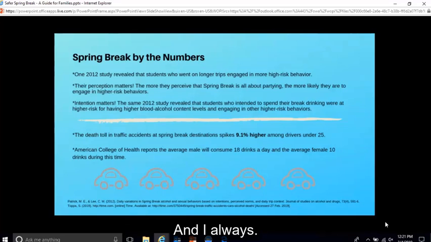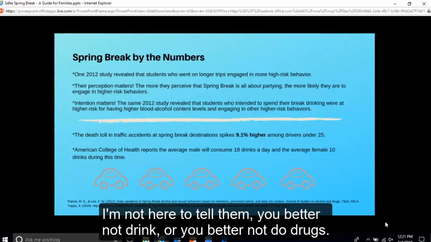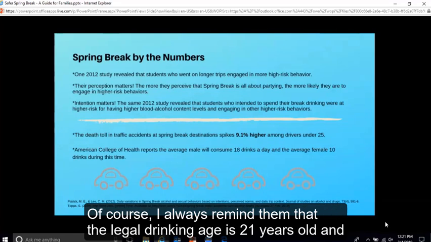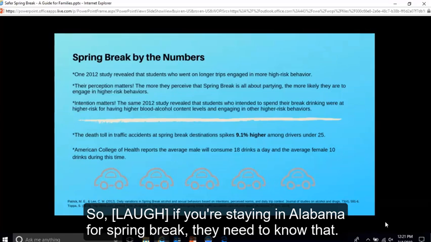And I always tell students, I'm not here to tell them how to live their lives. I'm not here to tell them you better not drink or you better not do drugs. Of course, I always remind them that the legal drinking age is 21 years old and drugs are still illegal in the state of Alabama. So if you're staying in Alabama for spring break, they need to know that.